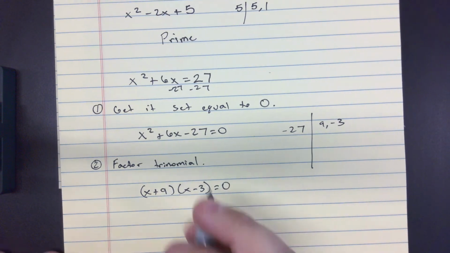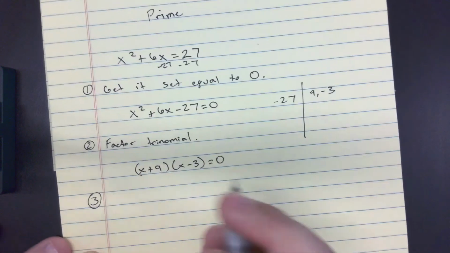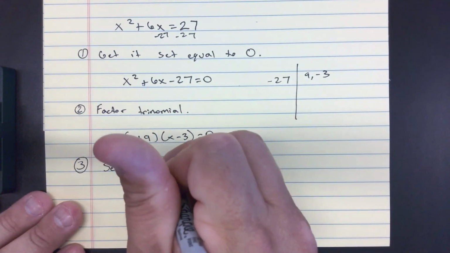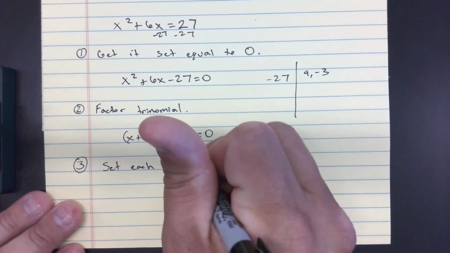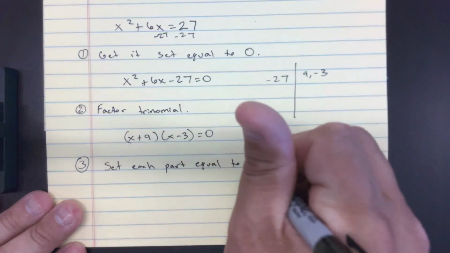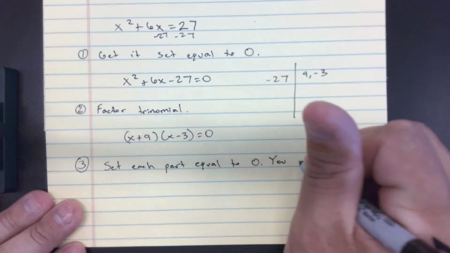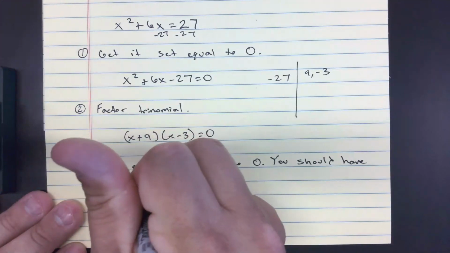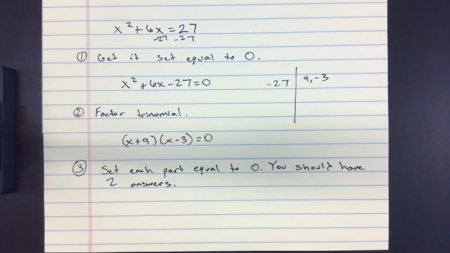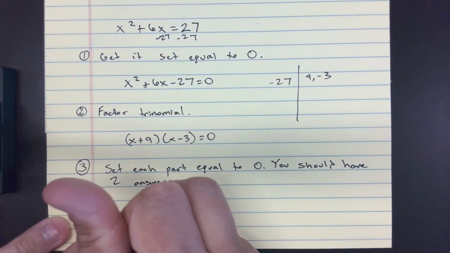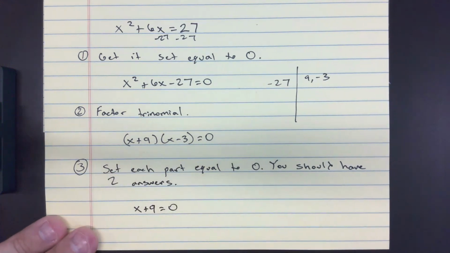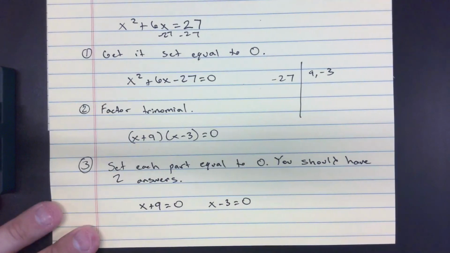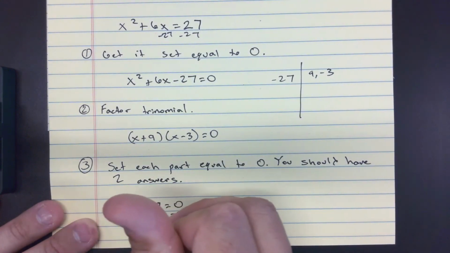Now, we're going to solve. Step number 3. Set each part equal to 0. You should have 2 answers. So what that's going to look like is you're going to grab the first parenthesis, set it equal to 0. You're going to grab the second parenthesis, set it equal to 0. And then you're going to solve them both.